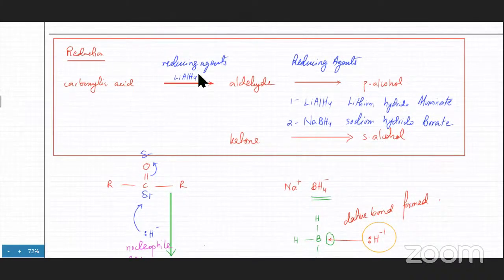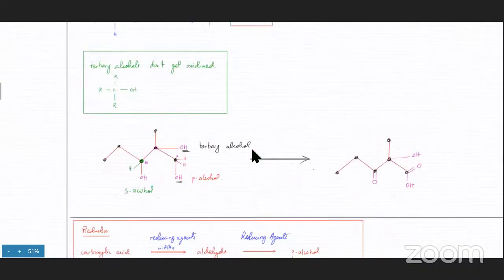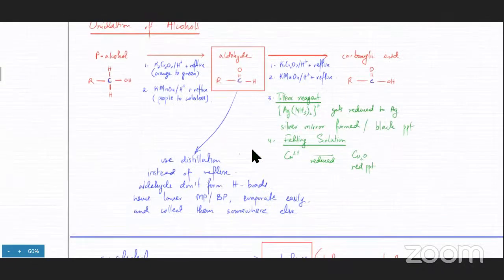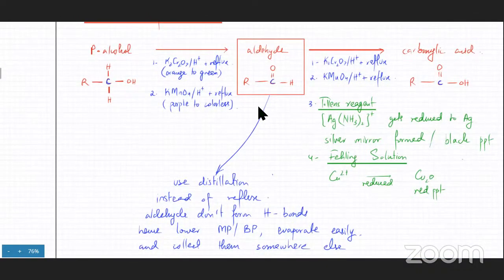Carboxylic acids can be reduced to aldehydes and aldehydes can be reduced to primary alcohols. And the same with ketones, they can be reduced to secondary alcohols. And they could be oxidized as well. Primary alcohols can be oxidized to aldehydes and they can be oxidized to carboxylic acids. Secondary alcohols can be oxidized to ketones. Okay, so the oxidation part is over here. These are all the oxidizing agents.